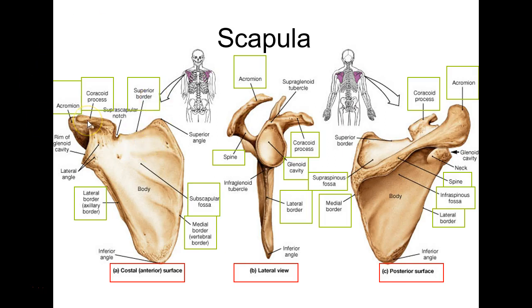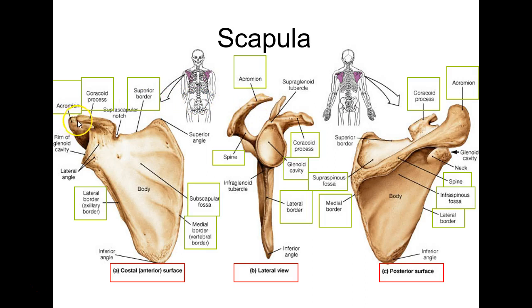So everything with a box around it, that's fair game. Also in your lab books, they should have all of these terms. They may have some more that may be necessary, like inferior angle. I'd put a box around that. Anyway, let's just look at the structures or regions. So superior border, of course, is just the top border. Lateral border is this. It goes under your armpit, basically. So that's also called the axillary border. And then this would be your medial border, which is pretty darn close to your vertebra, so they call it the vertebral border. Okay?